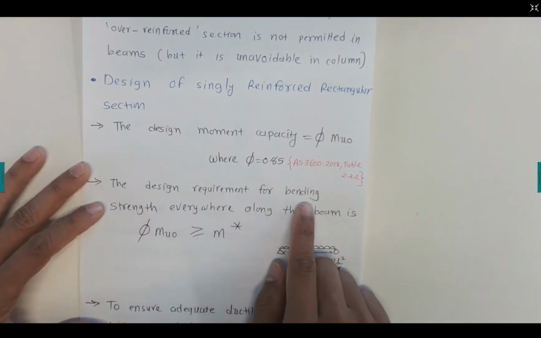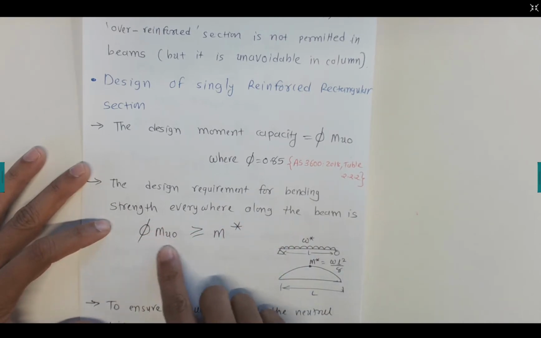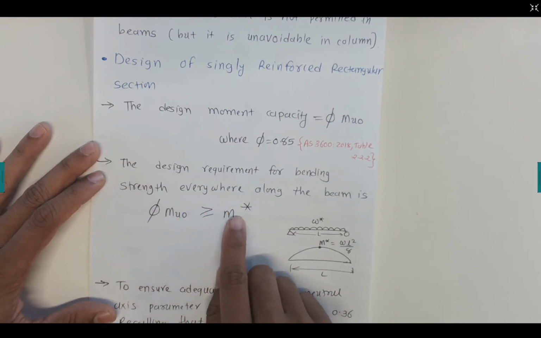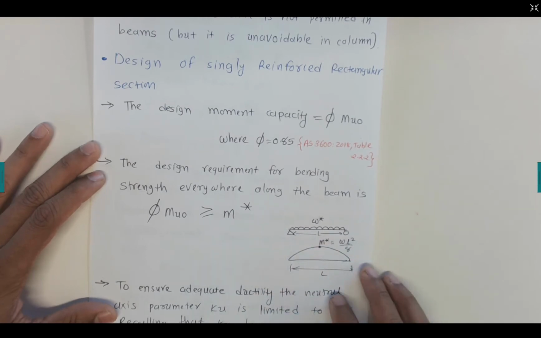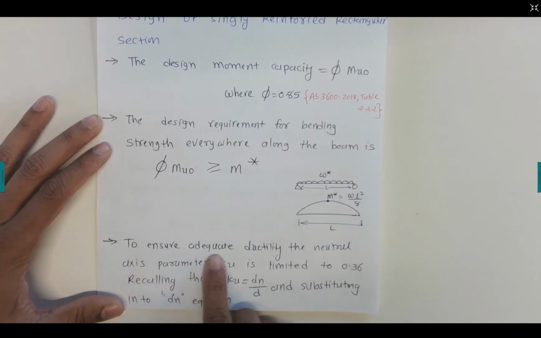Now, for the design of reinforcement for bending strength everywhere along the beam, we need to satisfy the condition that the capacity of the beam is greater than the design moment. The design moment is generally obtained from the bending moment diagram. This is a typical case for a simply supported beam. Now to ensure adequate ductility, the neutral axis depth parameter ku is limited to 0.36.